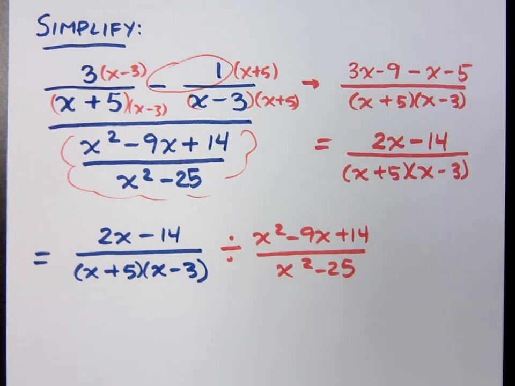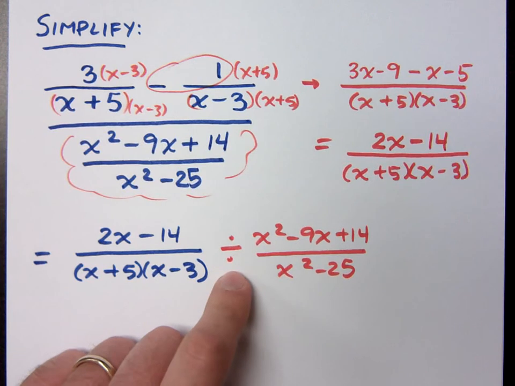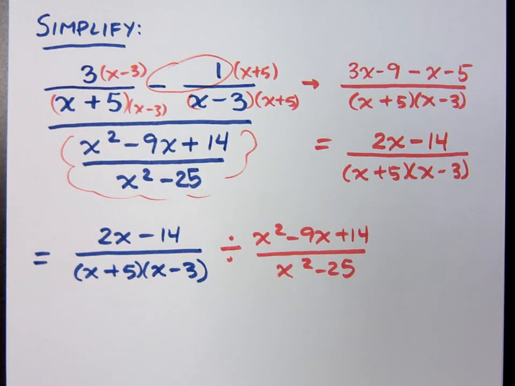Now I want you to just pause. I want you to forget where this problem even started. I want you to look at what you have right here. This is something that I could easily give you on the test. It's just a division problem with two fractions, so how do you work that? You multiply times the reciprocal.